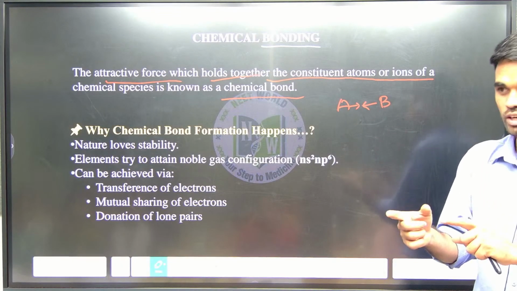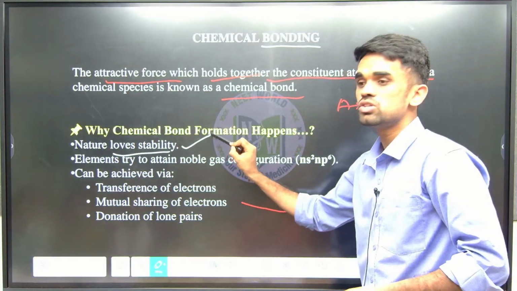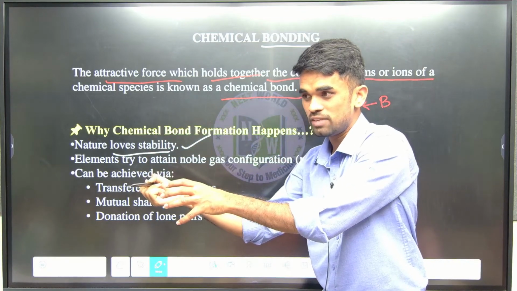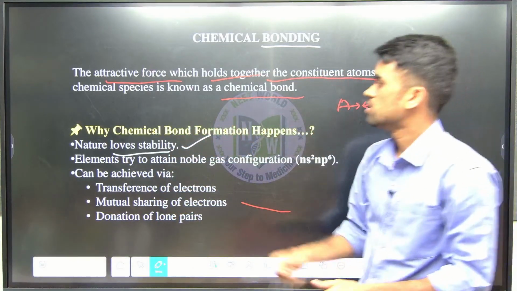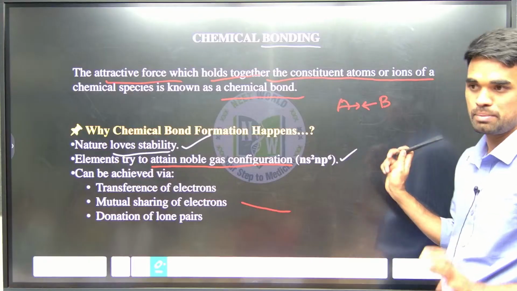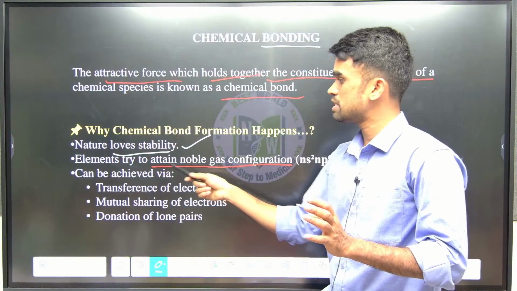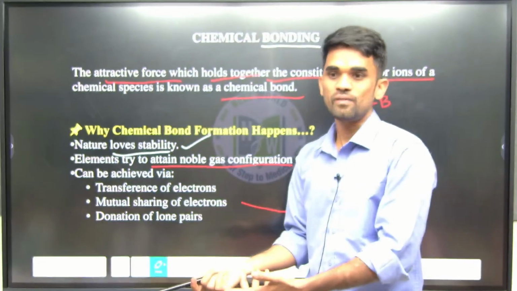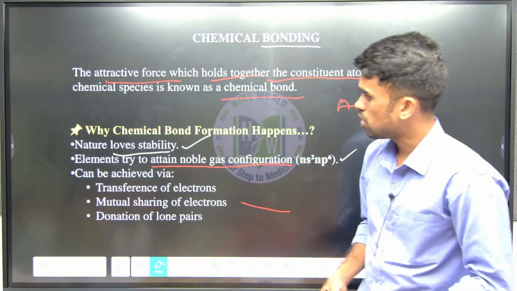Anything, what I told you, in nature happens to gain stability. So nature loves stability. That's why these chemical reactions are taking place. Because if there is anything unstable, they want to settle in their career, like you. So that's why they make some chemical reactions and attain stability. Elements try to attain noble gas configuration. This trying can happen by losing electrons, or by gaining electrons, or by sharing electrons. What are the three ways? Gaining, losing, sharing.